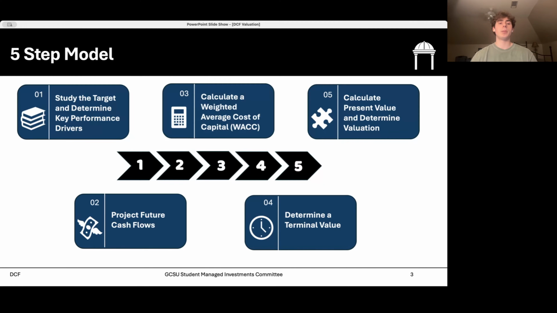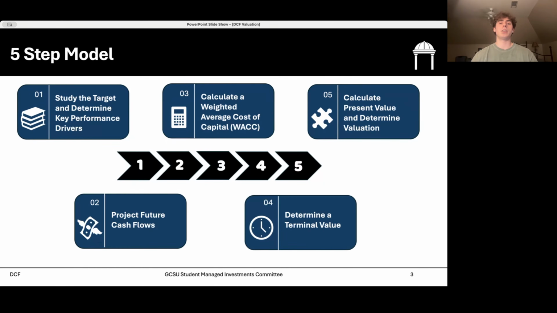Moving on to the second step is project future cash flows. Specifically, we're going to be dealing with unlevered free cash flow, which is cash available to both debt and equity holders. We're going to be projecting out future cash flows for a period of time. This period of time is referred to as the projection period. For mature, stable companies, this is typically a 5-year period, but for less mature or newer companies, you may have to project out further. The idea of projecting out future cash flows is to project them out until you believe the company reaches a steady state of growth.